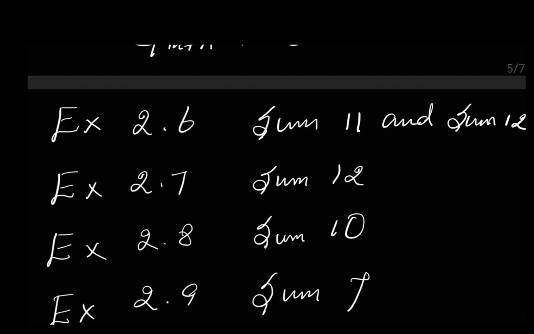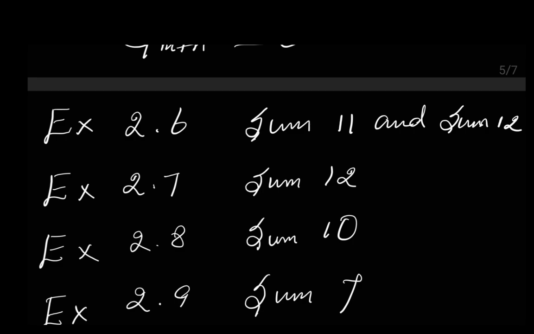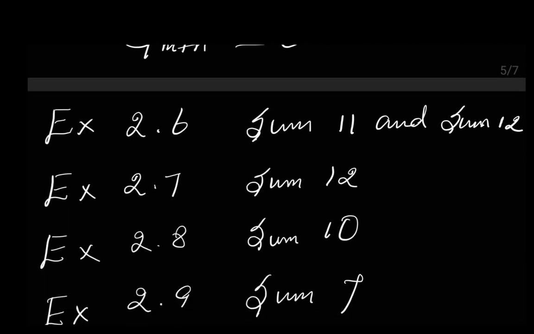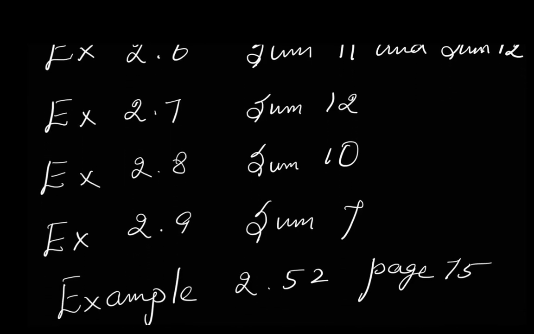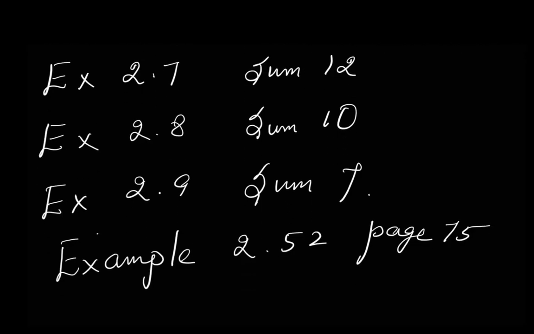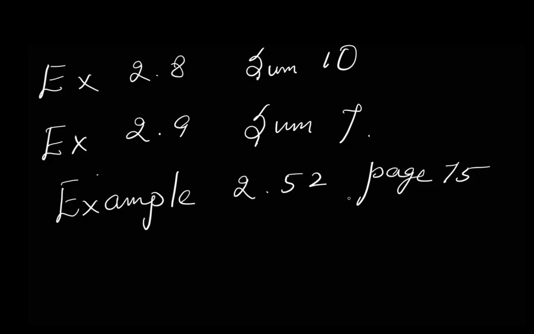See, all these are 5 marks questions, important questions. From exercise 2.6, sum 11 and sum 12. Exercise 2.7, sum 12. Exercise 2.8, sum number 10. Exercise 2.9, sum number 7. And example sum 252, page number 75 from your textbook.